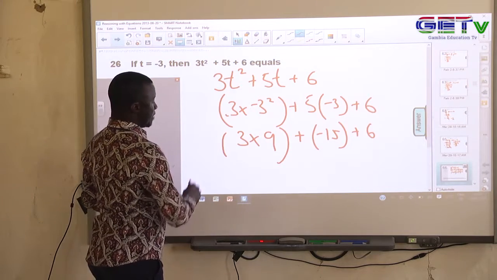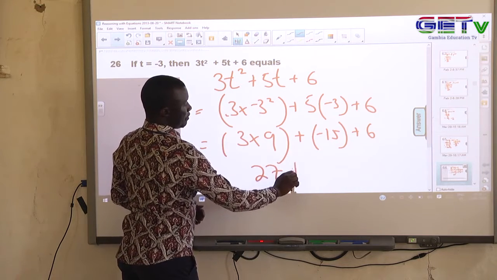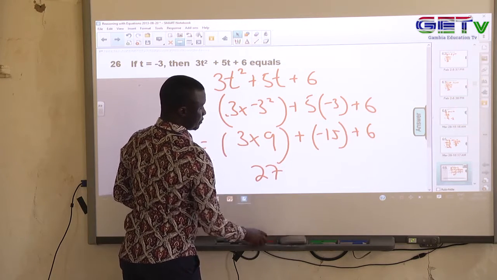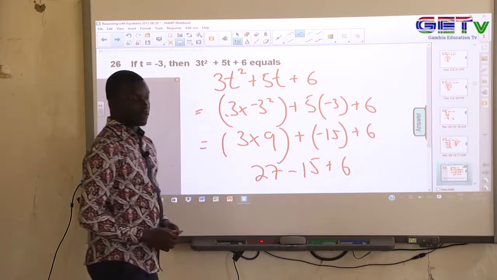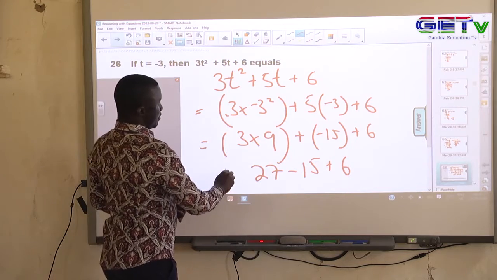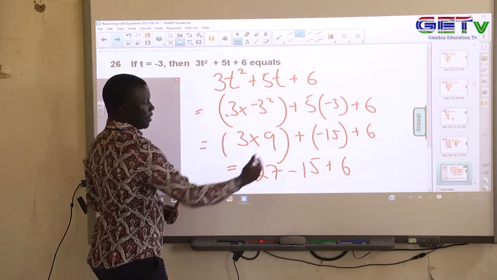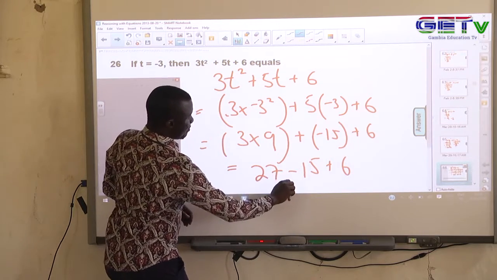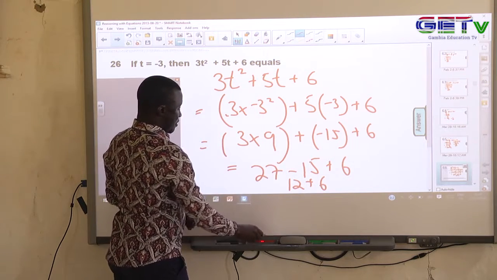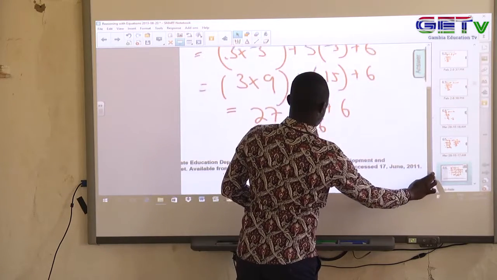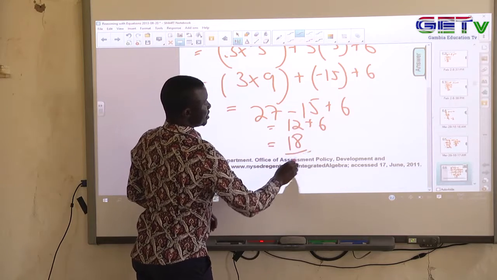We shall further move on by simplifying further. 3 times 9 is 27, minus 15 minus 6. Let's further simplify this: 27 minus 15 is 12, and 12 minus 6. 27 minus 15 is 12. 12 minus 6, our final answer here is 6.